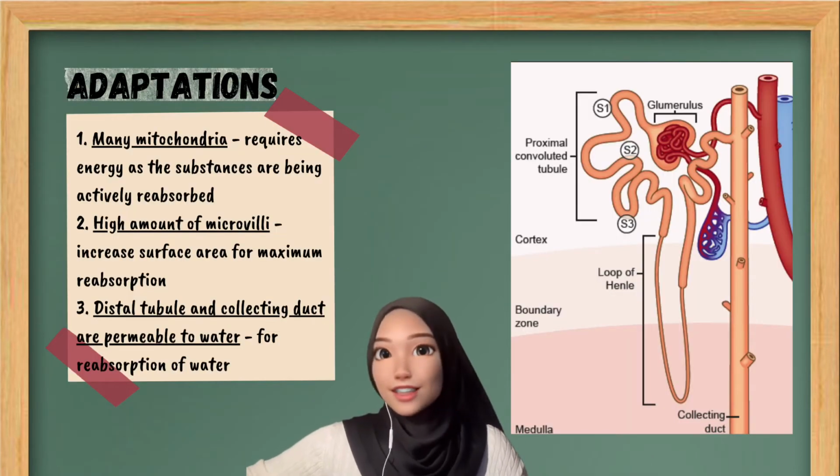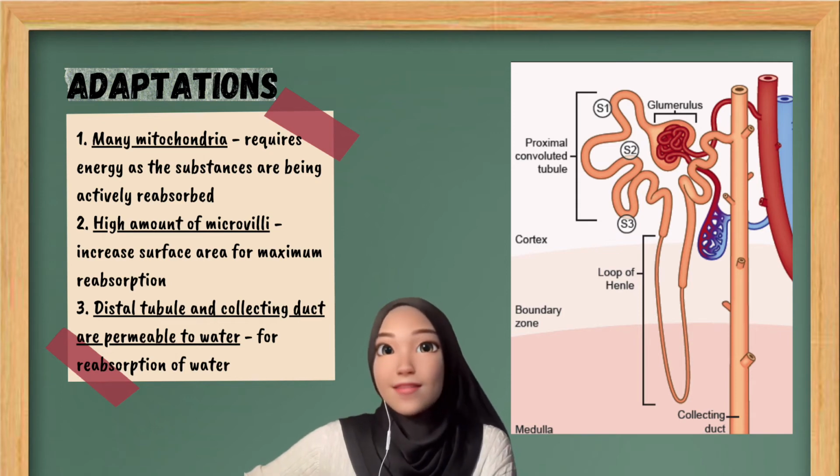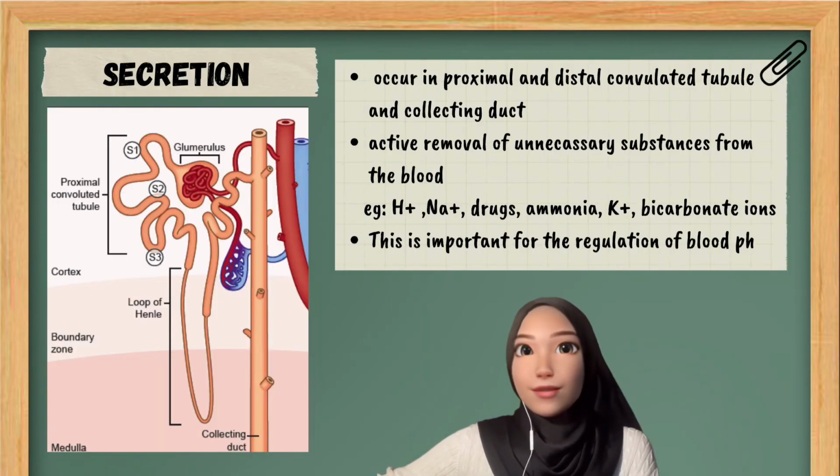So, the adaptations for the reabsorption process are, first, there are many mitochondria found in the proximal convoluted tubule, as it requires energy as the substances are being actively reabsorbed. Second, there is a high amount of microvilli at the loop of Henle to increase the surface area for maximum reabsorption. The third is that the distal tubule and collecting duct are permeable to water, and this is for the reabsorption of water.